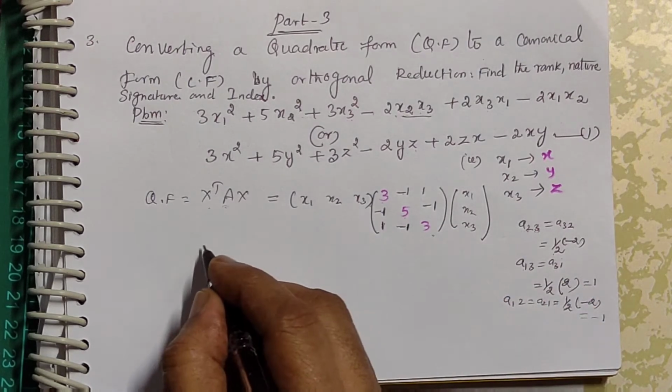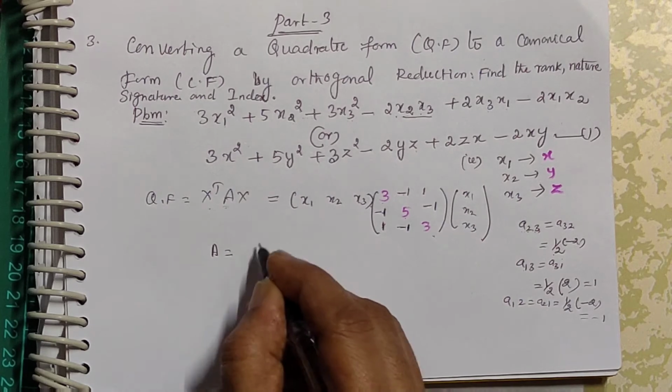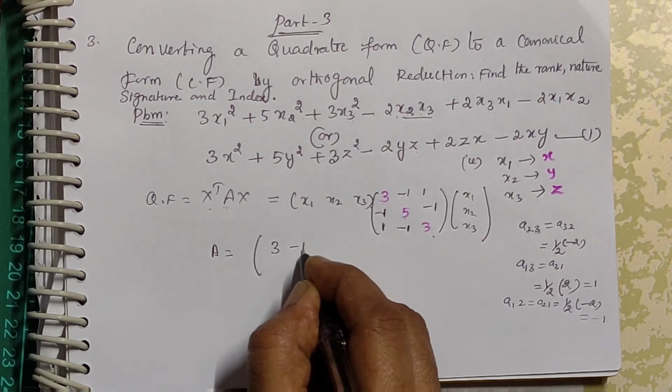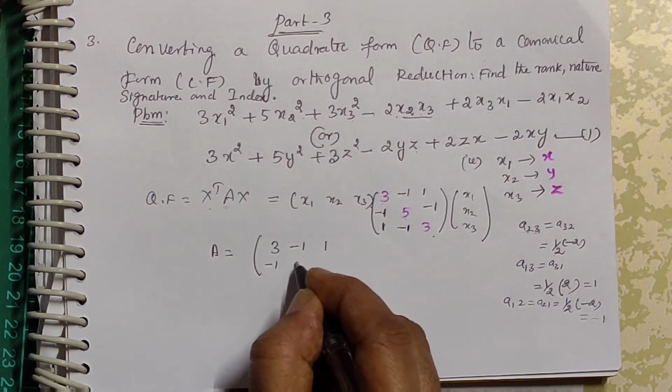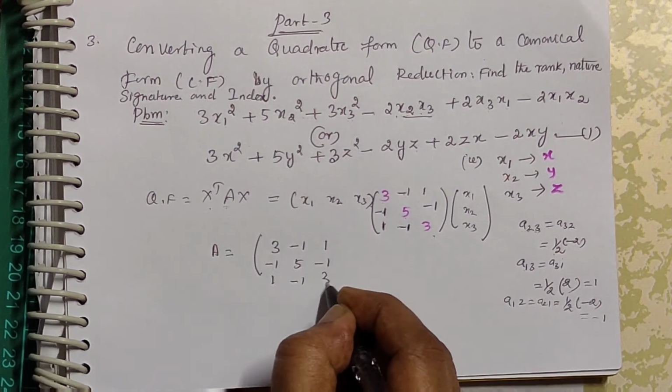So what is the matrix from this one? What we require is the matrix A. So the matrix A is 3, minus 1, 1, minus 1, 5, minus 1, 1, minus 1, and 3.